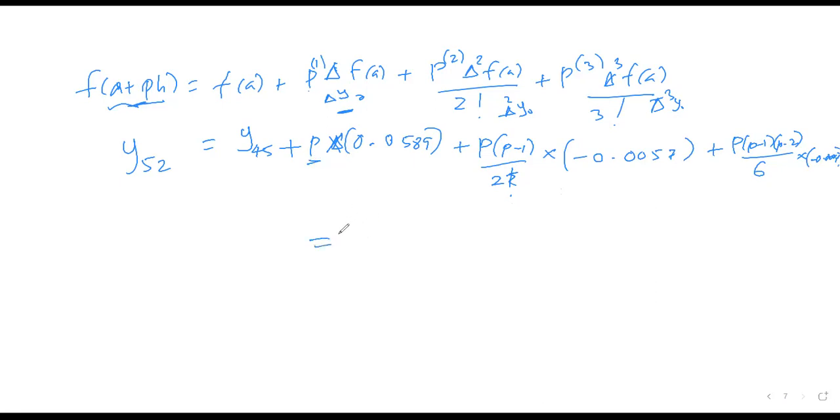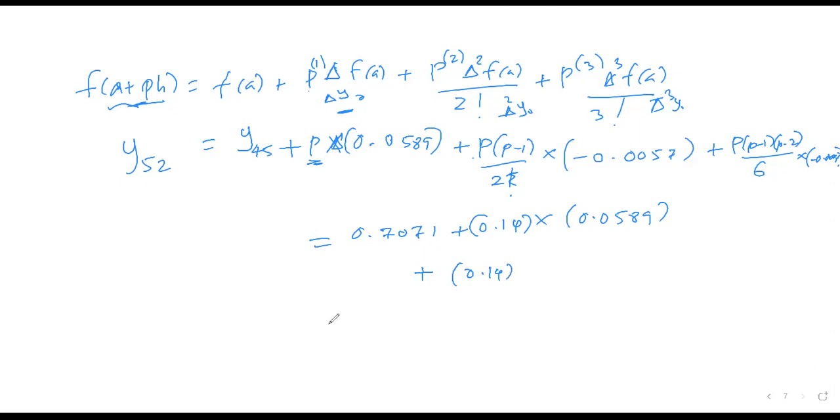You have to substitute what is p. So this will be, yeah, the only thing is you have to substitute the value. Okay, so y45 will be 0.7071, isn't it? Plus p will be 0.14. So put it in a bracket for the easy calculation, 0.0589. Okay, plus p, 0.14.